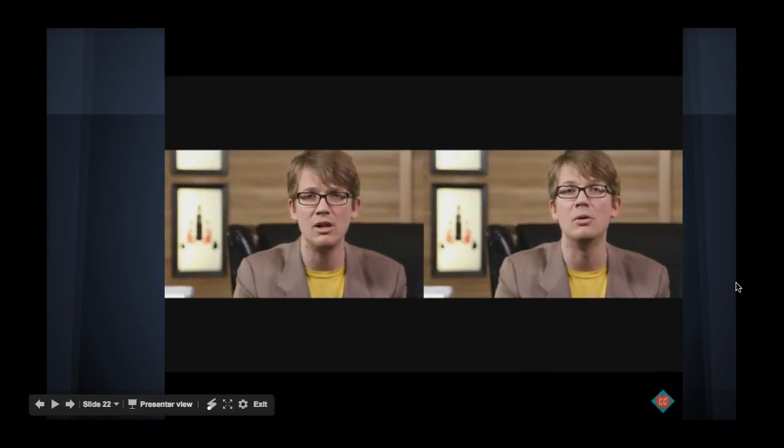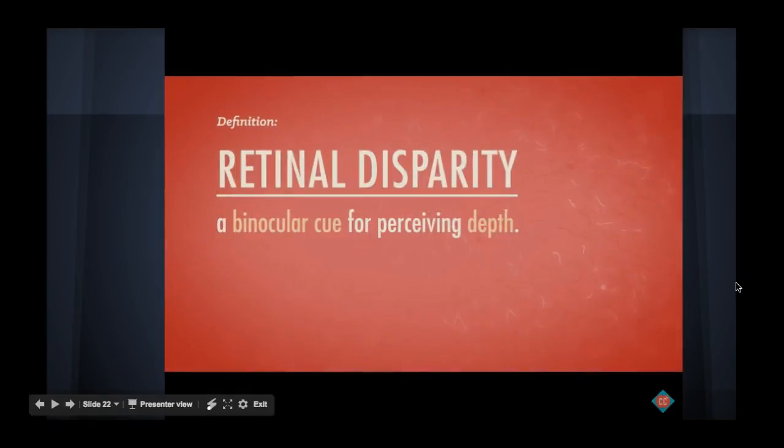Because your eyes are about 2.5 inches apart, your retinas receive ever so slightly different images. Camera 1, camera 2. So when you're looking with both your eyes, your brain compares the 2 images to help judge distance. The closer the object, the greater the difference between the 2 images, also known as the retinal disparity.